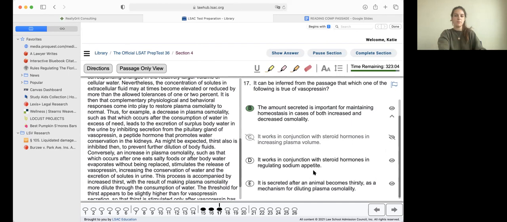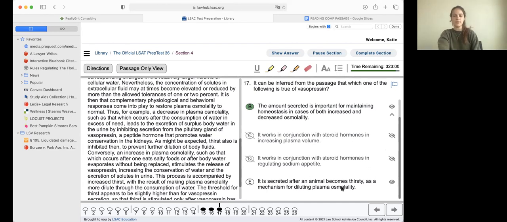So the sodium appetite happens prior to it. And is secreted after an animal becomes thirsty? No, the secretion of it is what makes the animal thirsty. So here, this is just kind of goofing up our order.